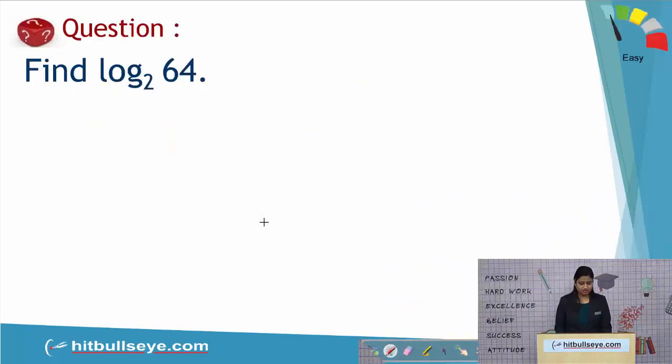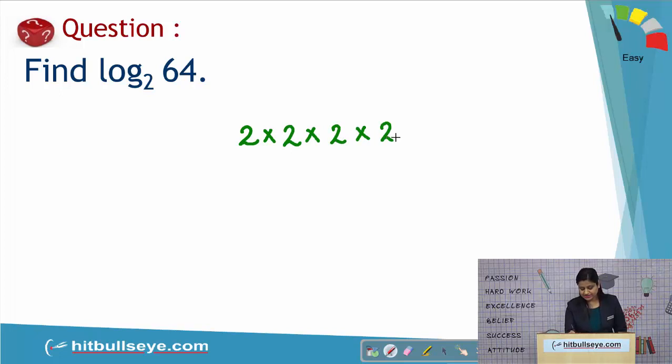So let us move. The very first question, very easy it is. Simple log application. It says log 64 with base 2. We want to find the value of this. So if we go by the definition of log, how many times do we multiply 2 to get 64? Simple. We can say that we multiply 2 six times to get 64.